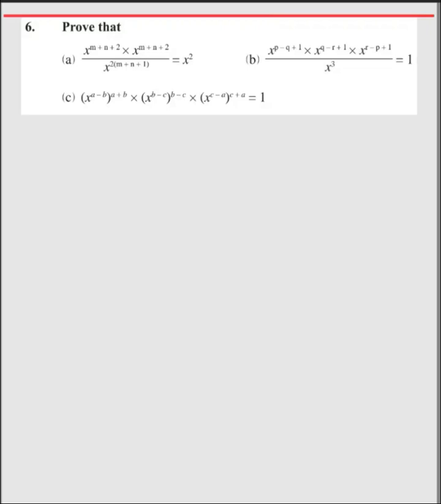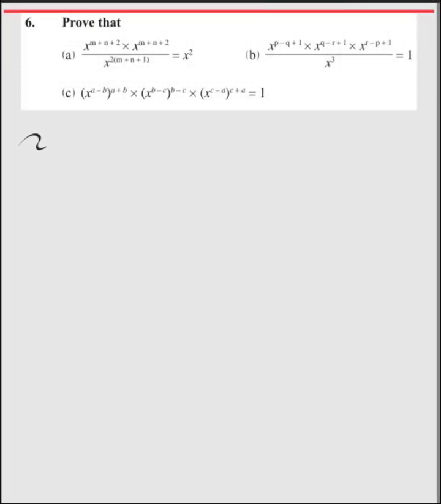Welcome again. Today we will be solving a question related to indices. So let's start one by one. Let's start with A. The question is simple, it just looks complex. Okay, it's not. So let's do it.